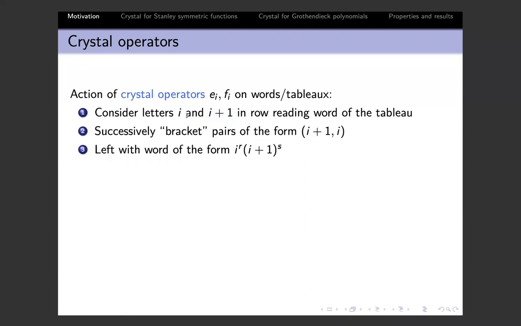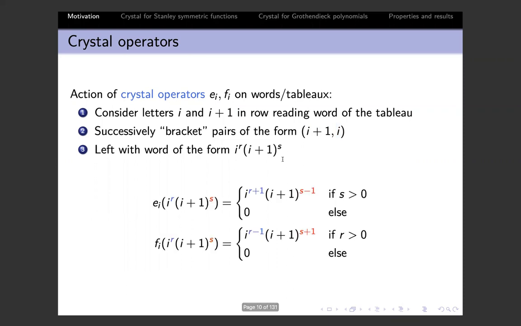And then you successively bracket all letters when you see an i plus one before an i. Then you remove those. At the end of the day, once you successively do this bracketing, you are left with a word of the form i to the r, i plus one to the s. And then on the subword, the e_i operator makes an i plus one into an i.